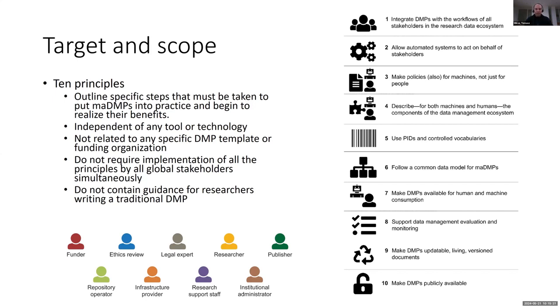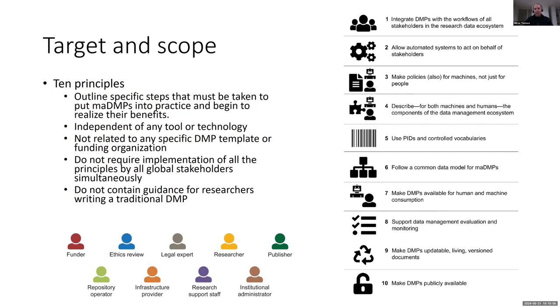Then we have principles like 7 and 8 that say: you make things easy for machines to suggest and automate, but don't forget about the people, because people still have to read what's inside of the DMP. Don't forget about the funders, and don't forget about those who evaluate the DMPs, because they still have to be able to say whether the given DMP is good or not good, whatever good means in this context.